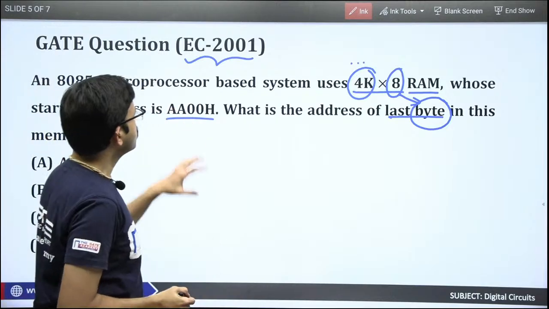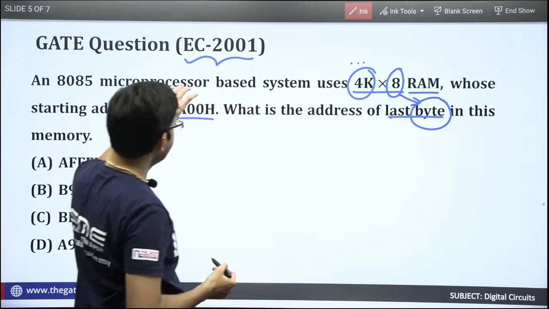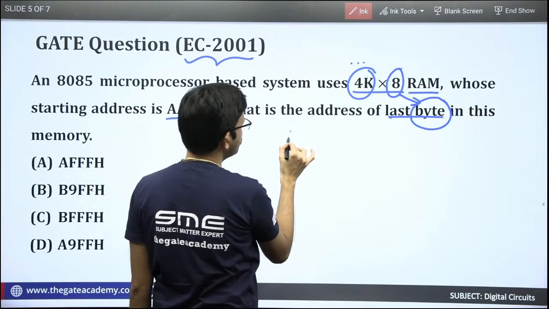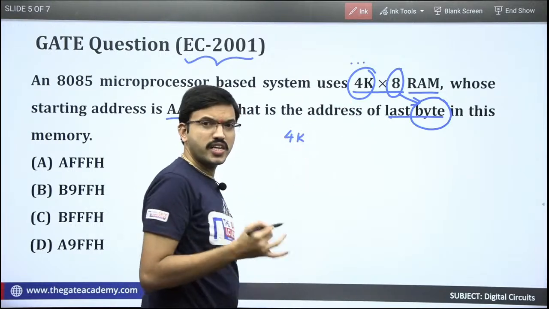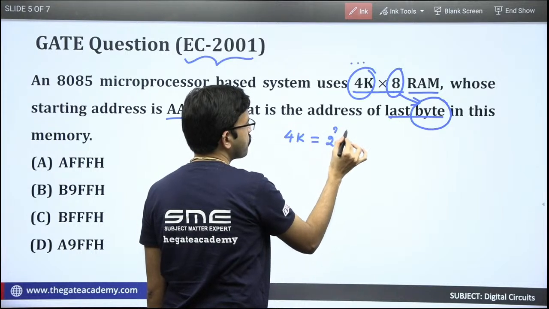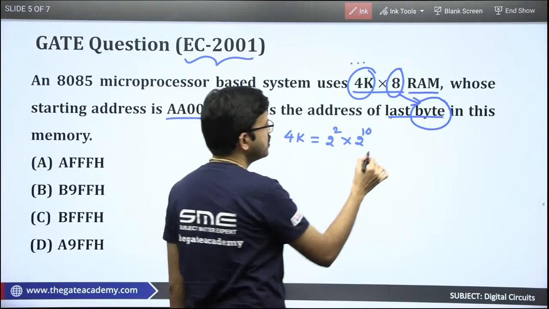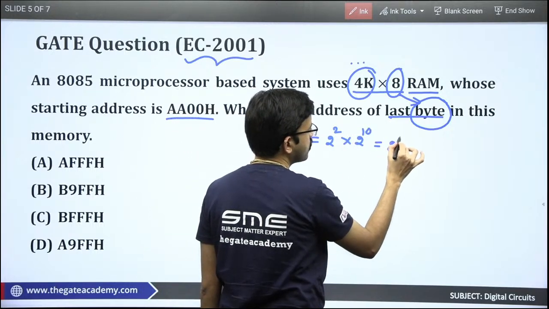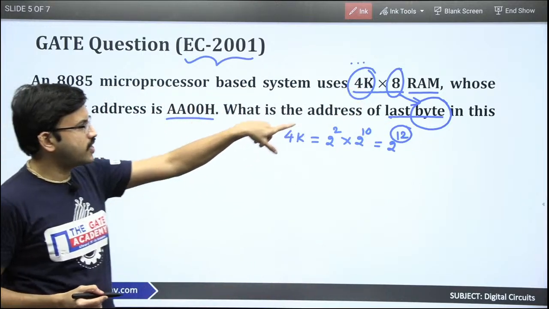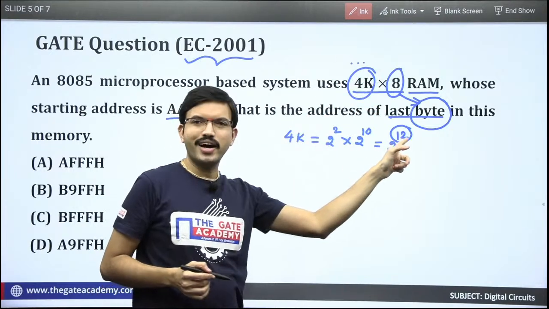Okay, so for the time being, let us consider this number. Later we will deal with this particular number. Here you have 4K locations. 4 I am writing as 2 squared, and K I am writing as 2 power 10. So here you will get 2 power 12. That means we require 12 address lines for this particular memory device in order to interface.